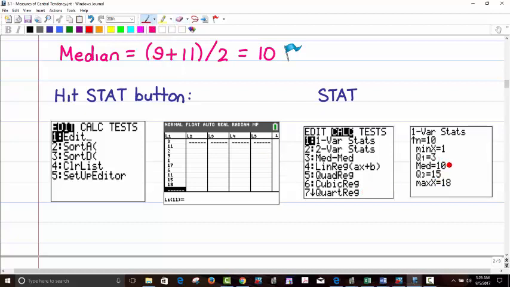And here it is. So there's our median right there that I got right here. 10 right there. Okay. So whatever you want. That's what I'm saying.